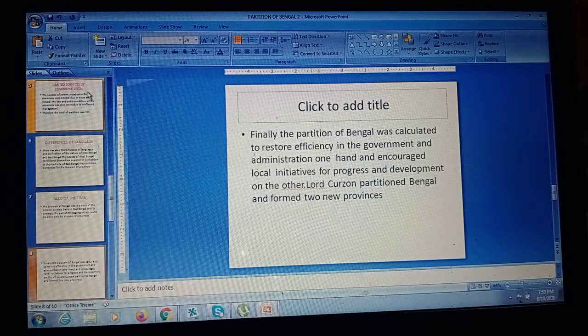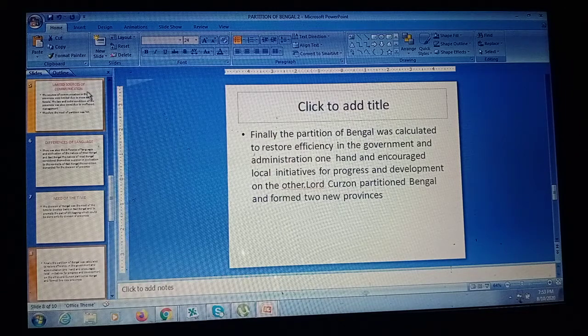Now, finally, the partition of Bengal was carried out, and the reason given by Lord Curzon was that he wanted to restore efficiency in the government. As I already said, a territorial readjustment had to be done. If that wasn't done, there wouldn't be efficiency in the government, only mismanagement. To restore efficiency, the administration could not do it single-handedly.